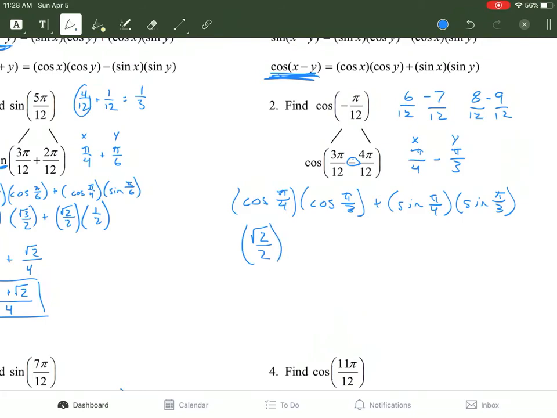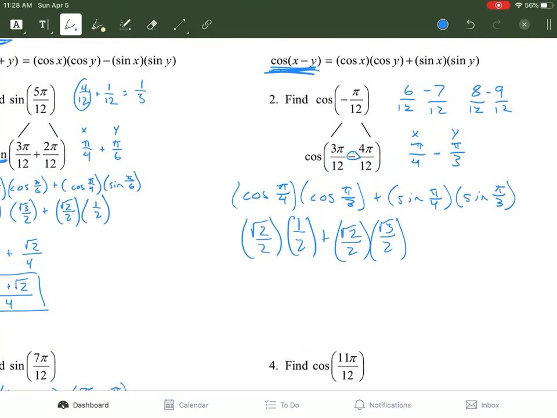Okay, the cosine of pi over 3 is going to be 1/2. Plus the sine of pi over 4 is going to be root 2 over 2. All right, the sine of pi over 3 is going to be root 3 over 2. Okay, so again, we're multiplying across. We're going to get root 2 over 4 plus root 6 over 4. Then we can combine those two fractions because they have a common denominator to give you root 2 plus root 6 all over a common denominator of 4.